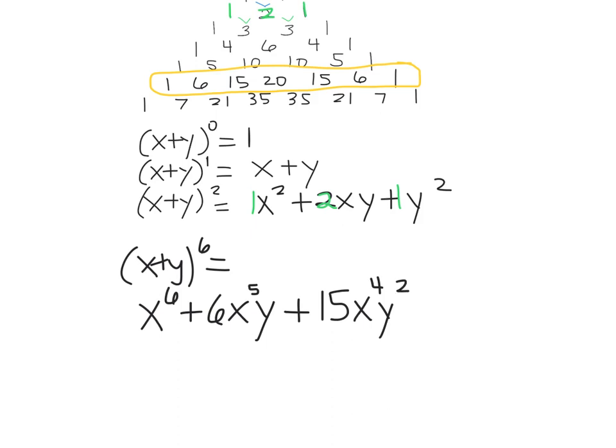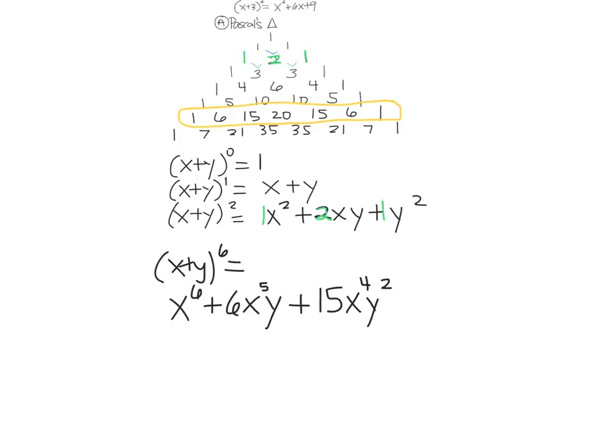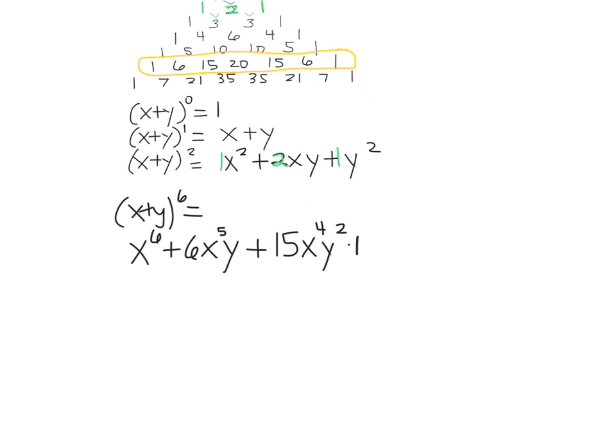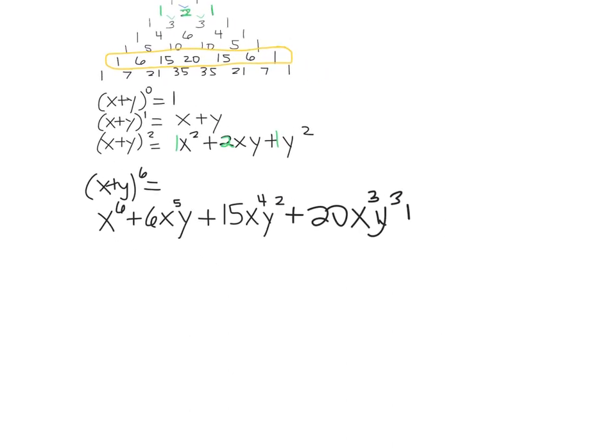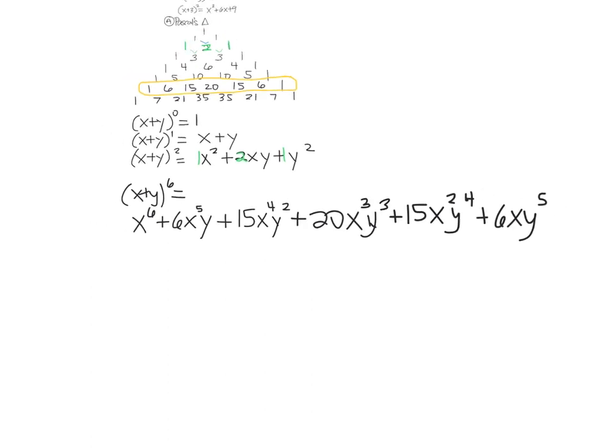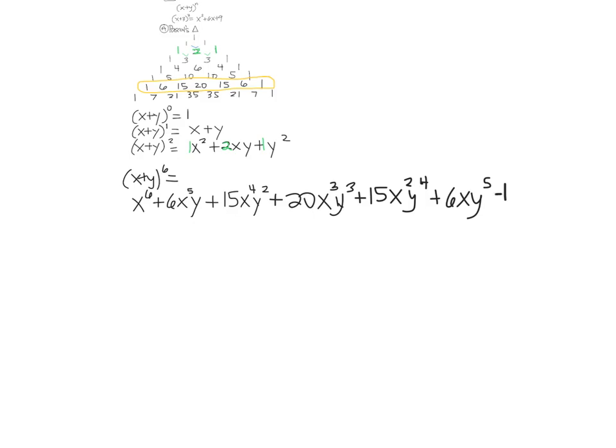And look what they add up to every time. The exponents add up to 6. Plus 20 x cubed y cubed. That's right in the middle, when the x's and y's are exactly the same. And then I have plus 15. x is still going down while y is going up. And then 6 x y to the 5th. Are you running out of room? And then plus, finally, y to the 6th.